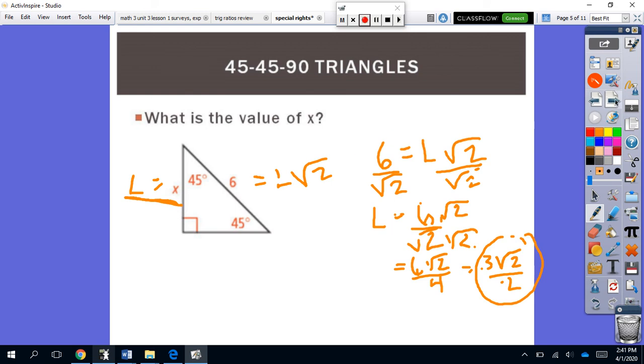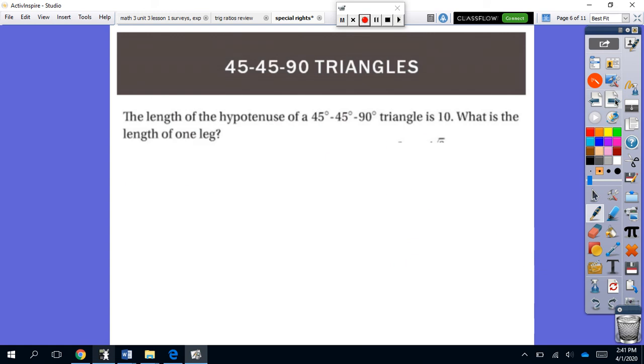Alright, next problem. The length of the hypotenuse of a 45, 45, 90 is 10. What is the length of one leg? Well, now we have to draw the picture. So the length of the hypotenuse is 10. What is one of the legs? Since the legs are the same, it doesn't matter, right? So now we know this is L square root of 2.